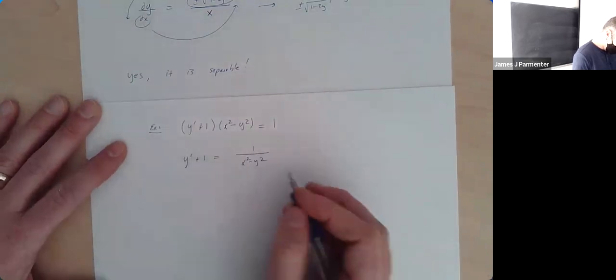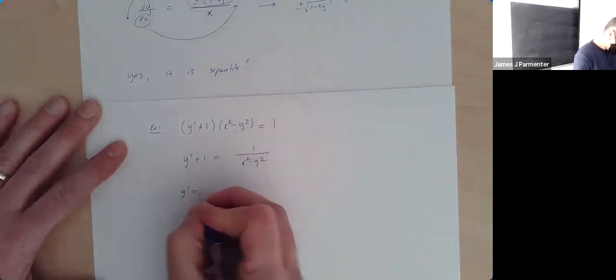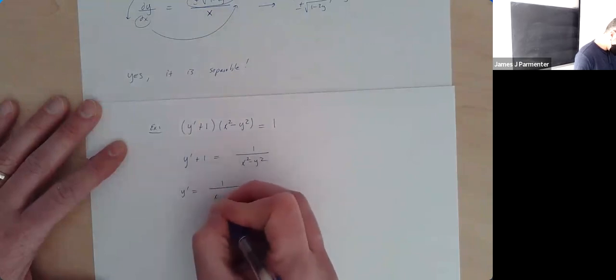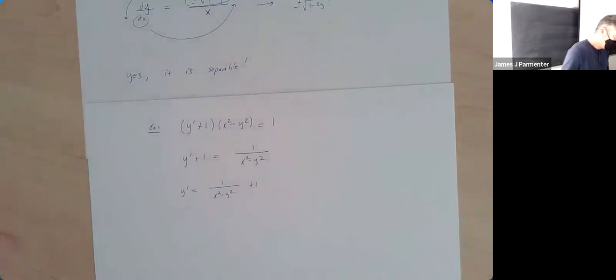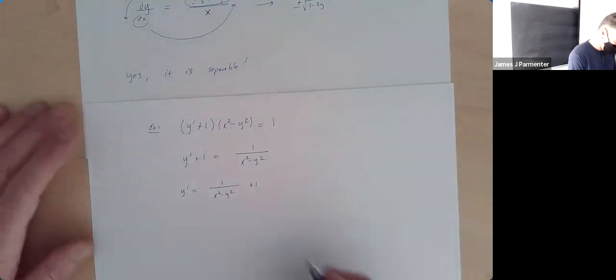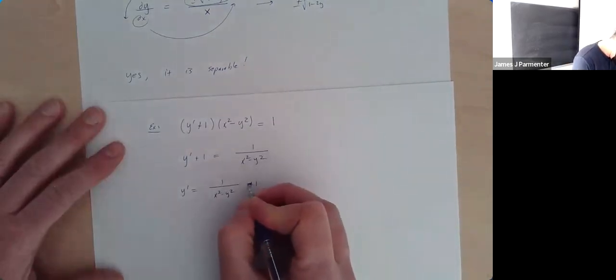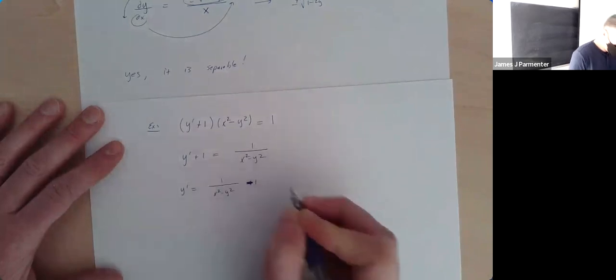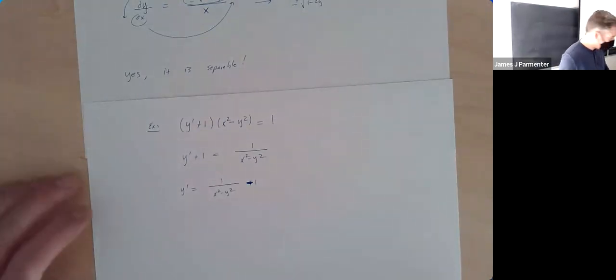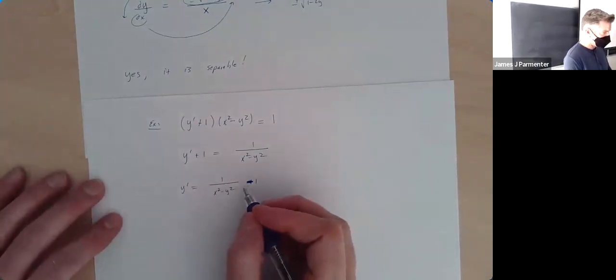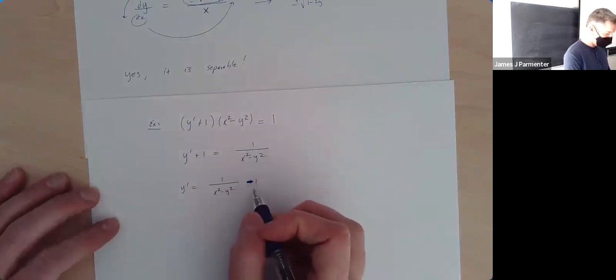I'm going to subtract 1. So y prime equals 1 over x squared minus y squared, minus 1. At this point, it's probably a pretty safe bet to say that we can't separate the right-hand side. You might do a little more exploration. If I was going to see for sure that I can't do it, I would probably get a common denominator just to make sure.